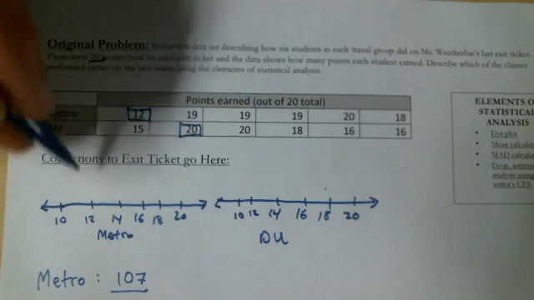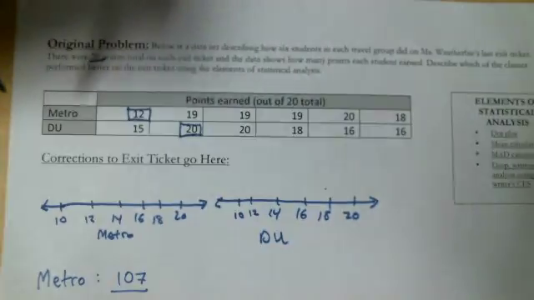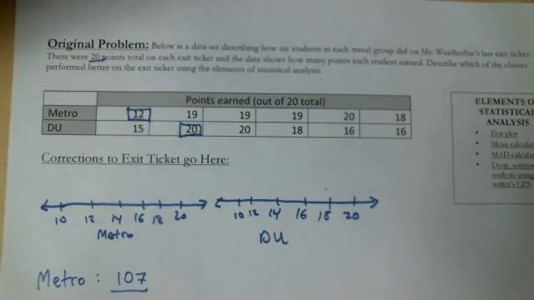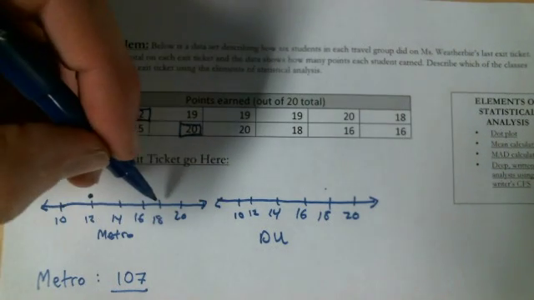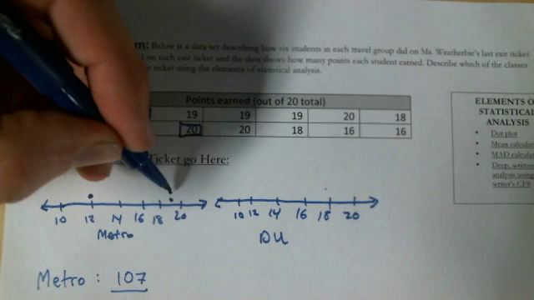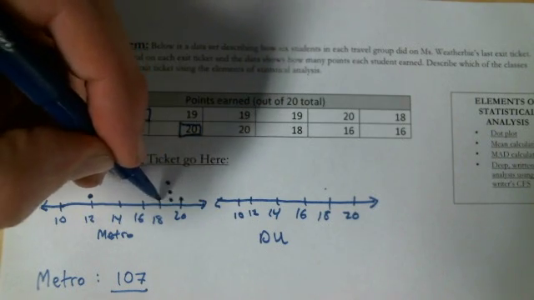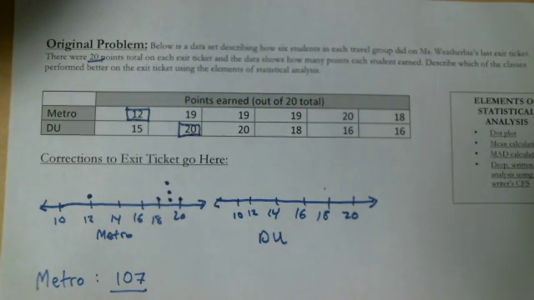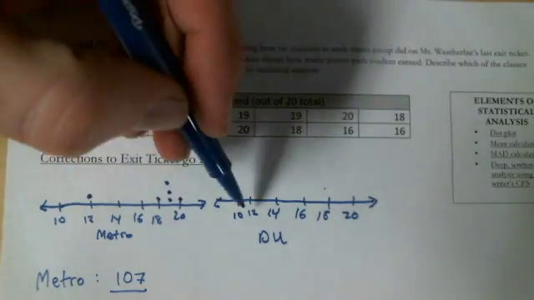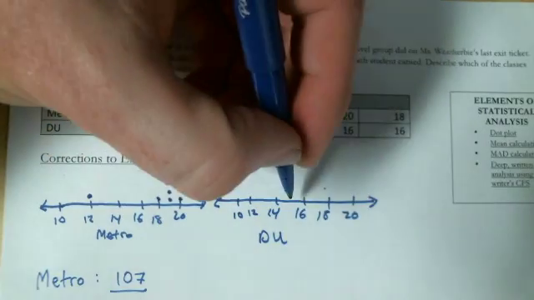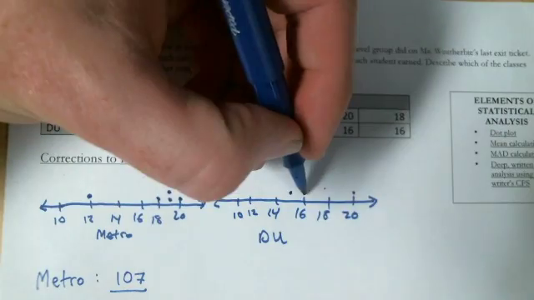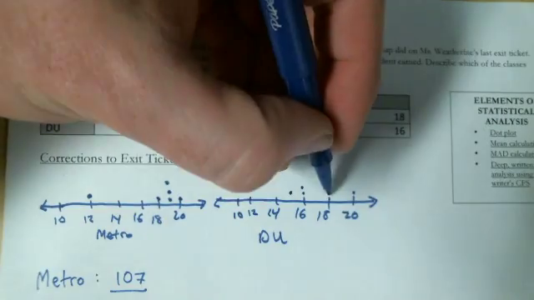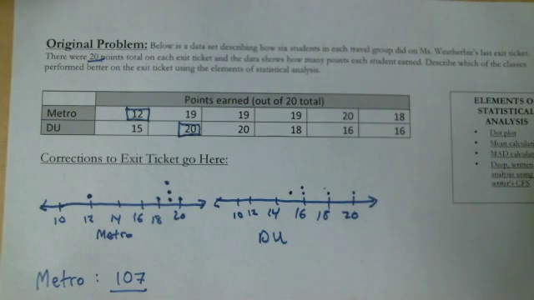So here, if I've separated them out, but they have roughly the same scale, that'll help me compare their shapes easier. So for Metro, I know that I have 12, I have 3 19s, a 20, and an 18. So it's fairly skewed to the right. Here, DU, meanwhile, had a 15, a 20, 2 16s, and an 18. So the centers of the data look already quite a bit different.